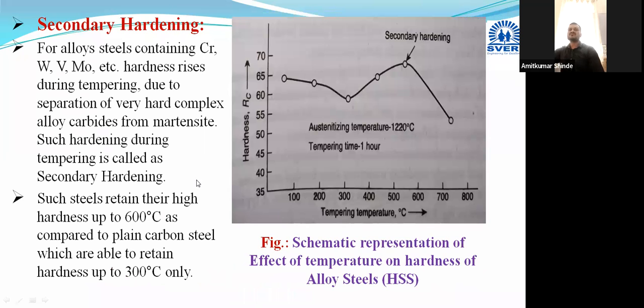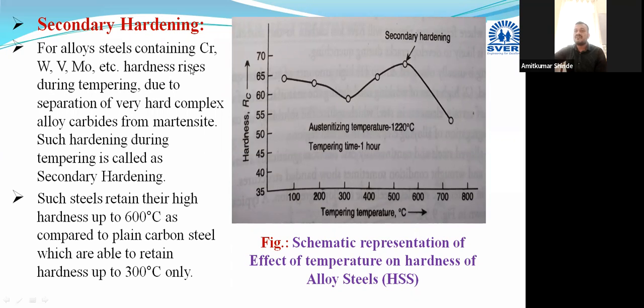Now there is one concept of secondary hardening. Okay, now in some alloys, what is the secondary hardening? During the tempering process, if you are doing the tempering on alloy steels and that alloy steel contains some alloying elements, you can see in this picture, some alloying elements are there in your alloy steel like chromium, tungsten, vanadium, molybdenum.